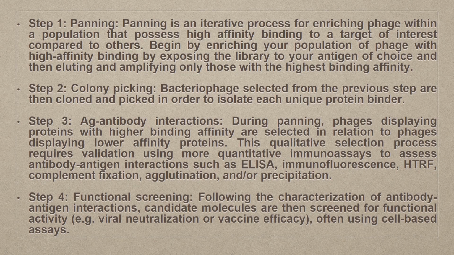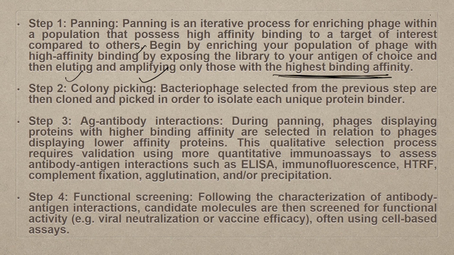So, panning is an iterative process for enriching phage within a population that possesses high affinity binding to a target of interest compared to others. Begin by enriching your population of phage with high affinity binding by exposing the library to your antigen of choice and then eluting and amplifying only those with the highest binding affinity.